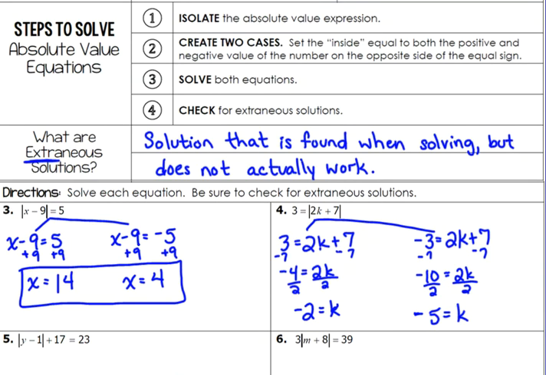All right, so plug them in. 2 times -2 is -4. -4 plus 7 is 3. So we're good on that one. 2 times -5 is -10. -10 plus 7 is -3, but we take the absolute value of it, so we get +3. So both of those check out.